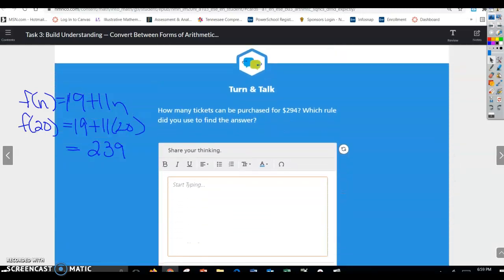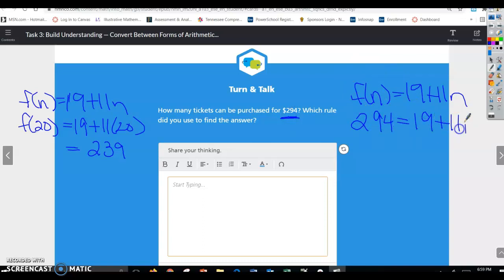All right, let's look at this turn and talk. This is a good question. All right, it says how many tickets can be purchased for $294? So we have this explicit rule, f of n equals 19 plus 11n. This time they're giving us the amount, so that goes for f of n. So you can substitute 294 equals 19 plus 11n, and you can solve for the number of tickets.